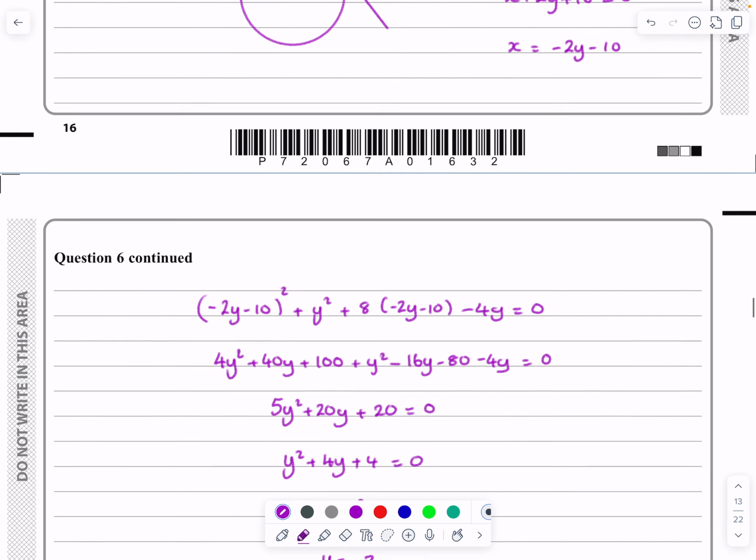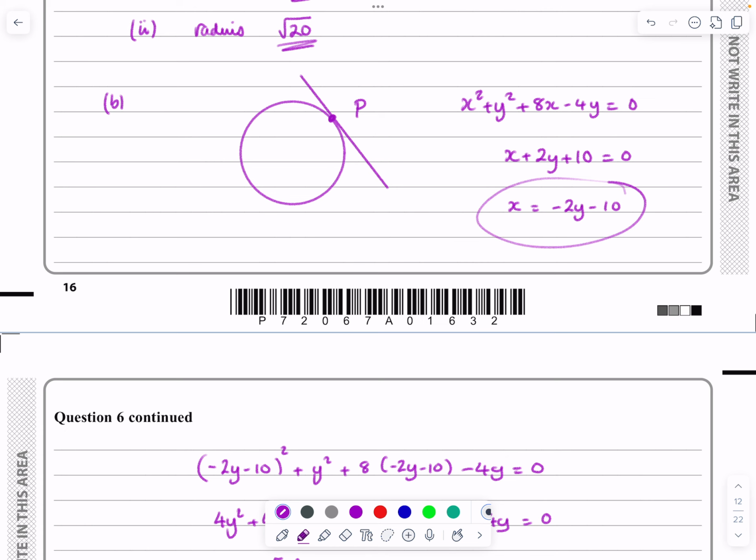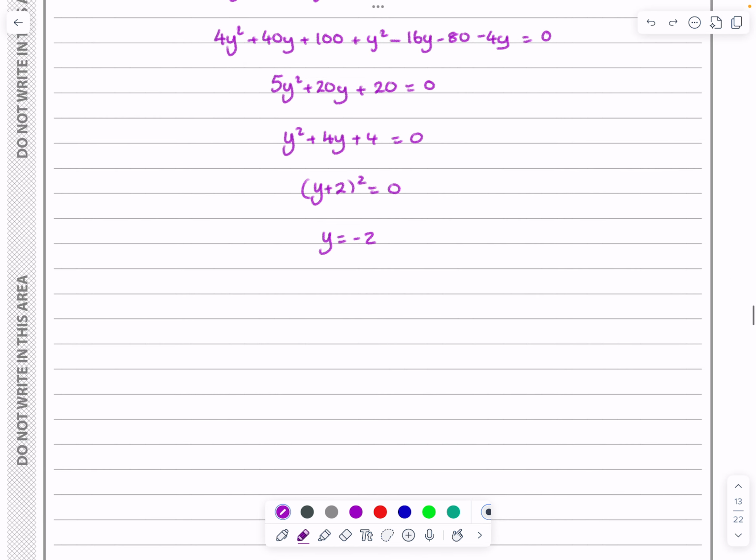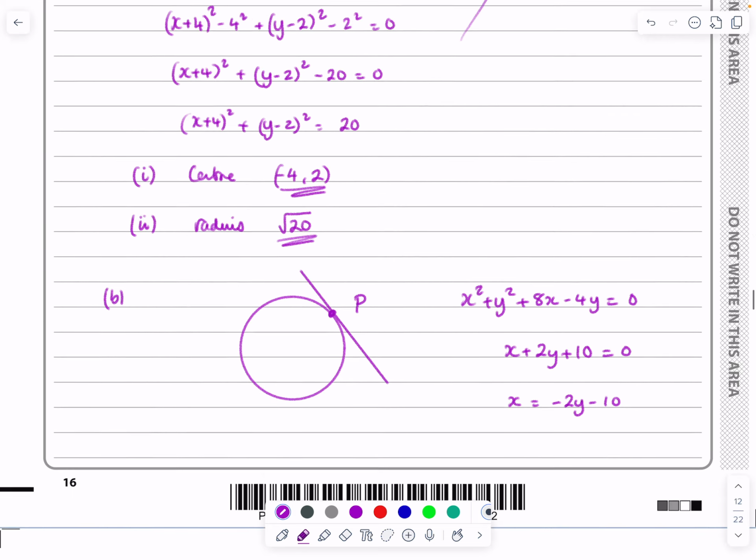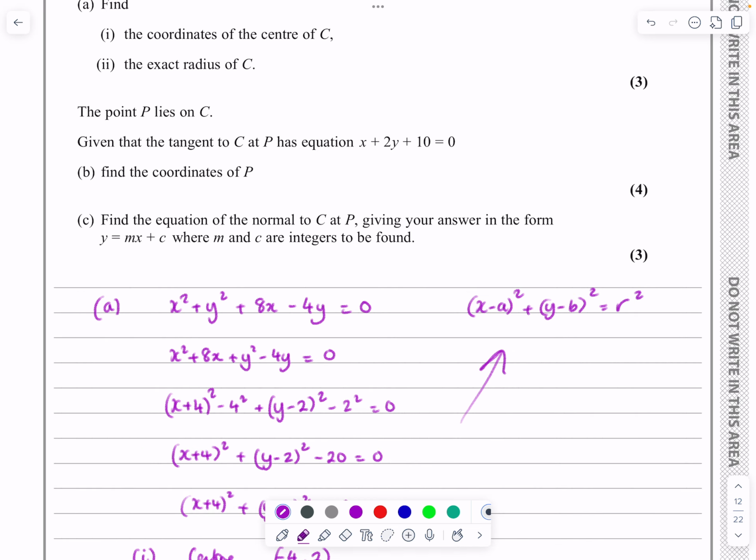And remember, what did we say x was? x is minus 2y minus 10. So x is minus 2y minus 10, which works out to be equal to minus 6. So P is the point minus 6, comma, minus 2. So that's the coordinates of P. Is that what I wanted? Coordinates of P? Yeah, find the coordinates of P.